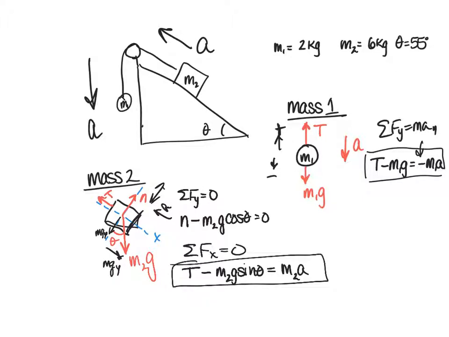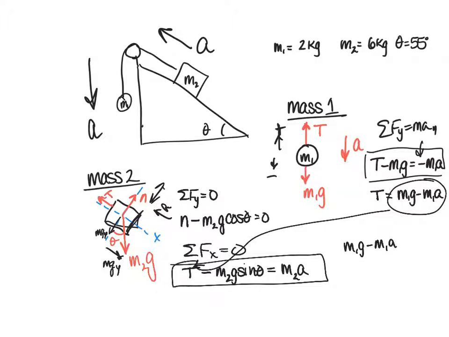So here's this equation. We have two equations and two unknowns. We don't know tension, we don't know acceleration. How you go about this is pretty up to you. I would take this equation and solve it for T, and then substitute this expression in here. So I get m1g minus m1a minus m2g sine theta equals m2a.